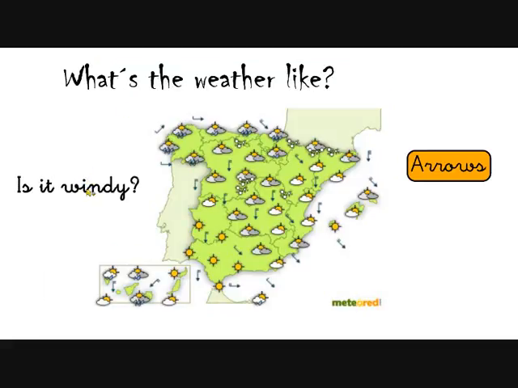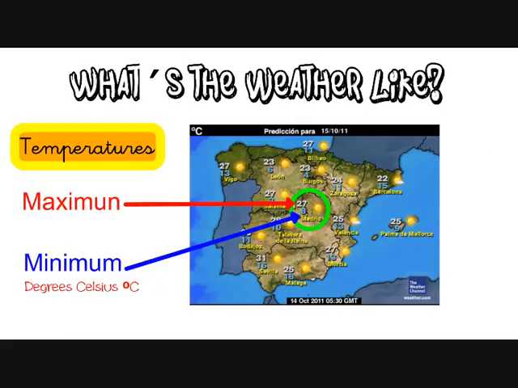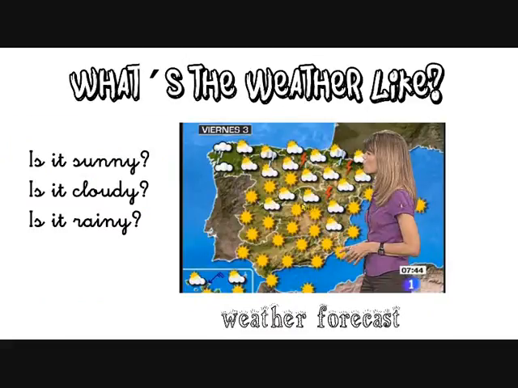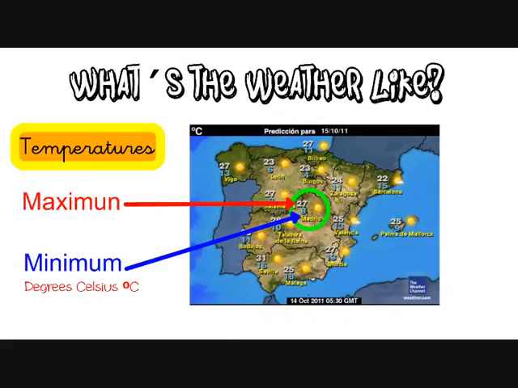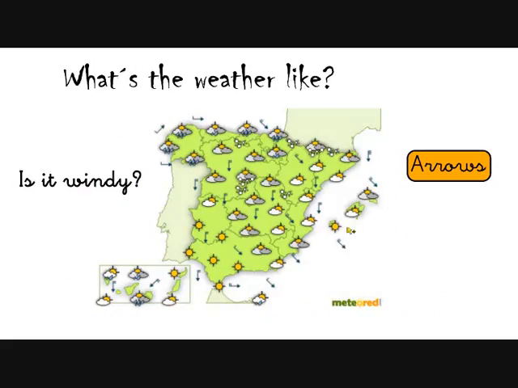Okay, talking about the wind. How do we know that it's windy? Okay, so remember the weather forecast. Well, they tell us if it's going to be sunny, cloudy, or rainy. Also, they tell us about the temperatures. But sometimes, a lot of times, we see little arrows all over the map. What do those arrows mean? Well, those arrows mean that it's going to be windy somehow.